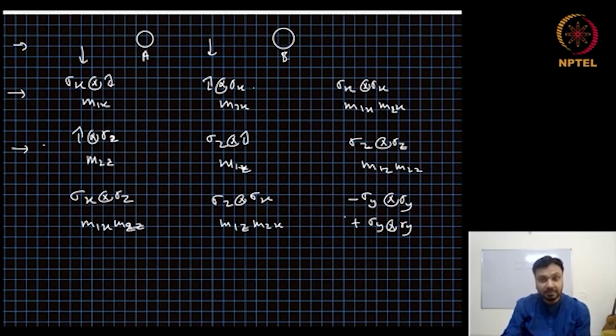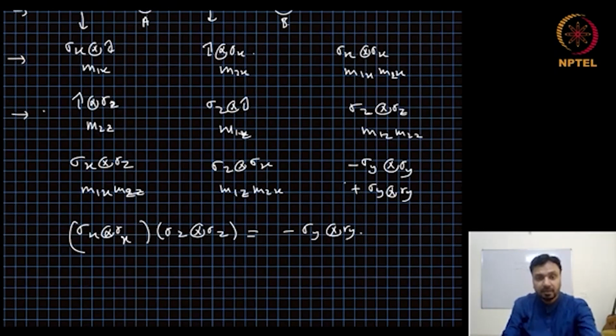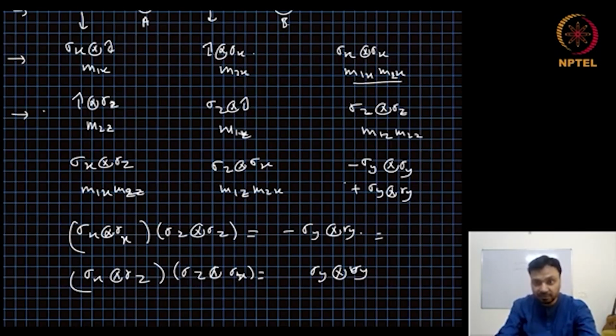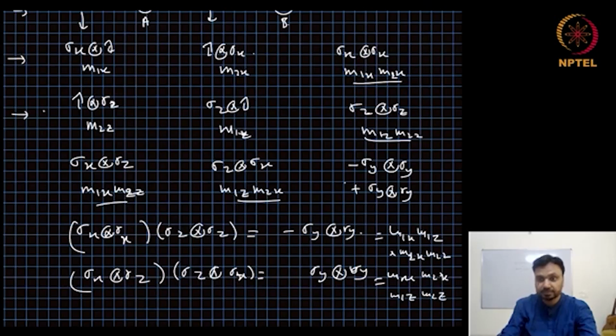So the product of the operators, that is sigma x tensor sigma x with sigma z tensor sigma z, is minus sigma y tensor sigma y, and sigma x tensor sigma z times sigma z tensor sigma x, they also commute, and the product is sigma y tensor sigma y. But their values from the outcomes of the individual elements of reality are m1x m1z times m2x m2z, and the same here, m1x m2x m1z m2z. So the product of the outcomes is the same in both cases, but the product of the operators is different. It's opposite. It's the negative of each other.